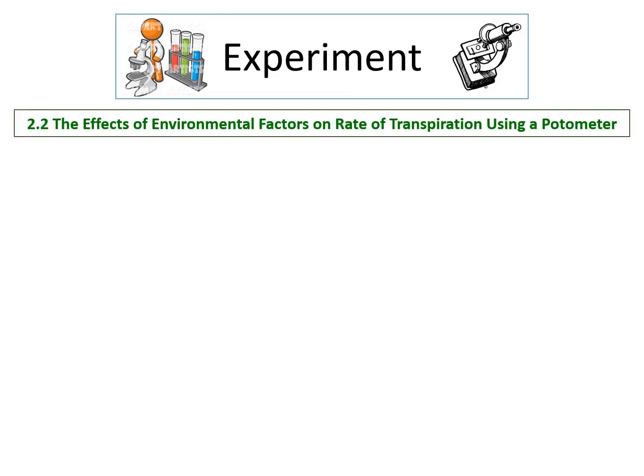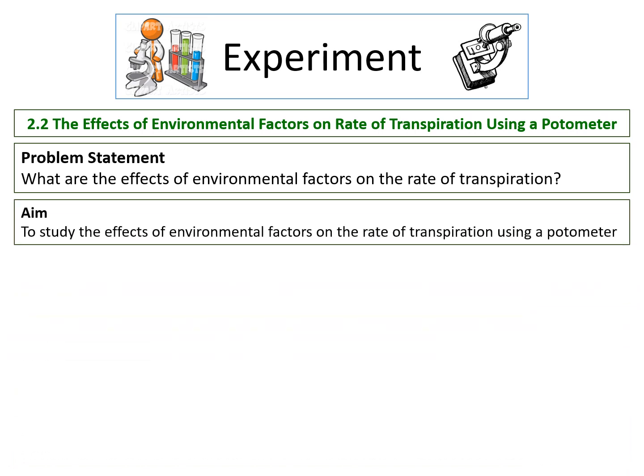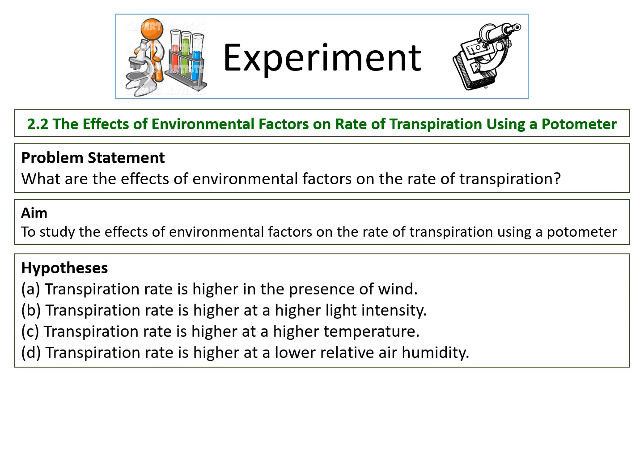This is an example of an experiment that we can conduct to study the effect of environmental factors on the rate of transpiration. In this experiment, we're using a photometer. The problem statement is, what are the effects of environmental factors on the rate of transpiration? The aim of this experiment is to study the effect of environmental factors on the rate of transpiration using a photometer.